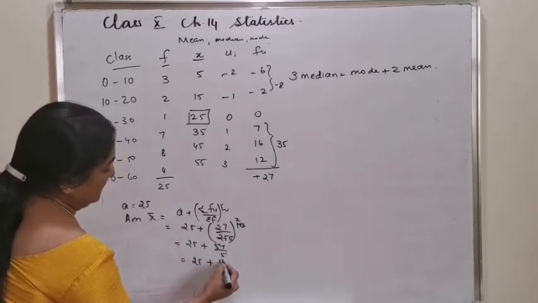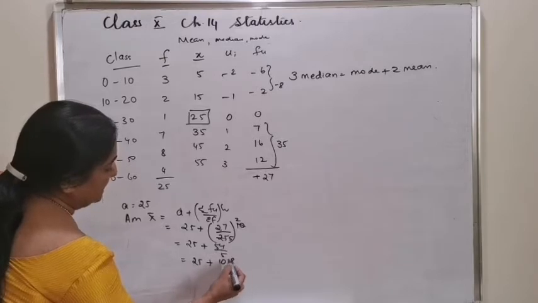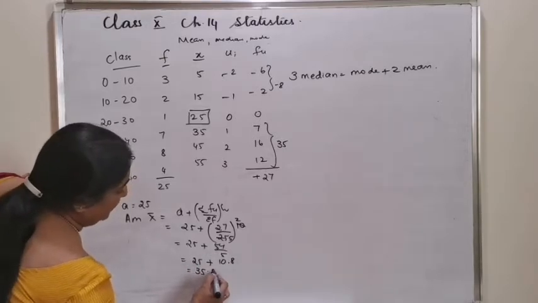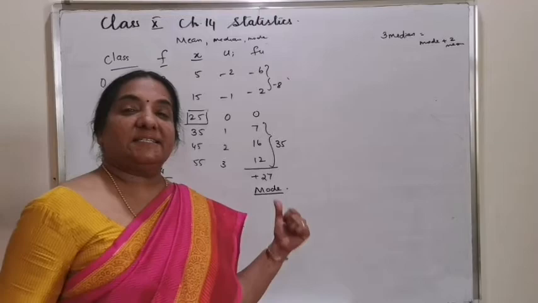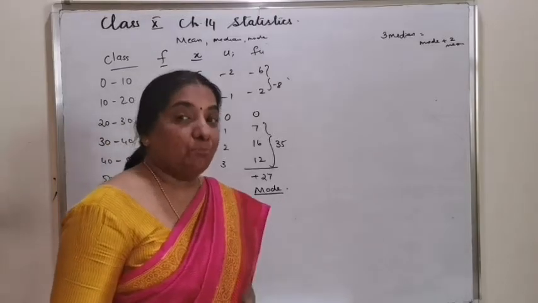25 plus 10.8, or it is 35.8. The next measure of central tendency is mode.